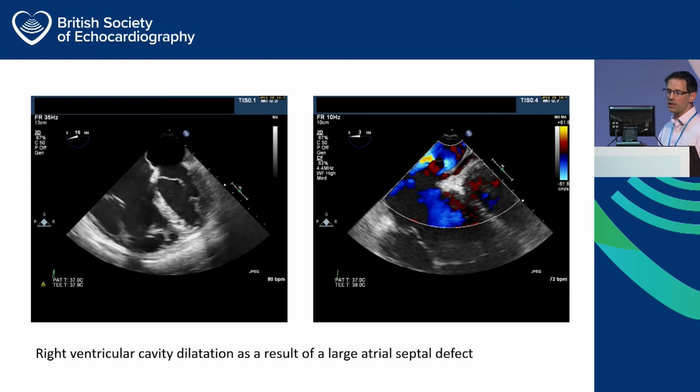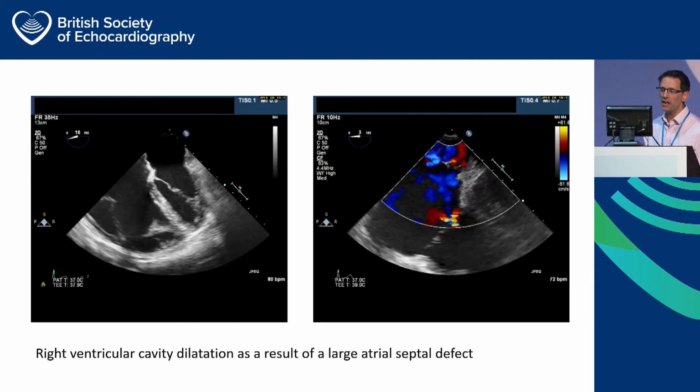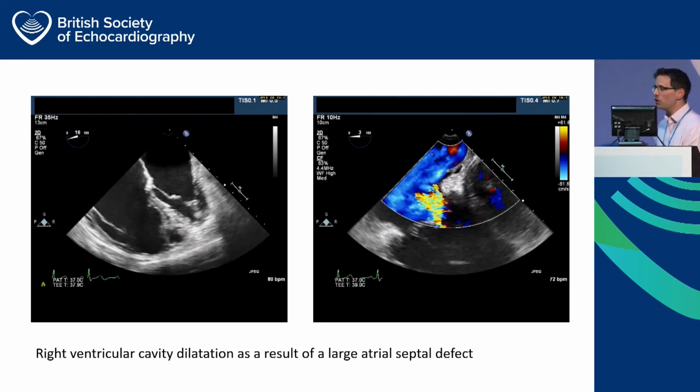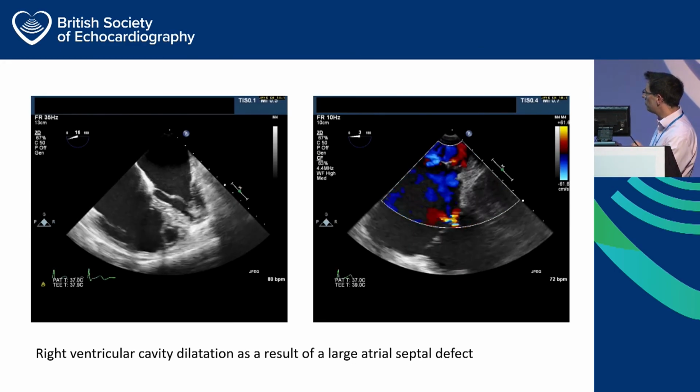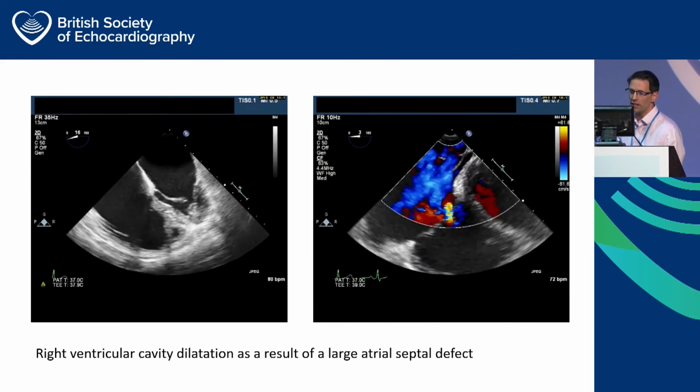And here's another example of a large atrial septal defect. And in this situation, you've got dilatation pretty markedly of the right ventricle compared to the left ventricle, and we can see the shunt running there.